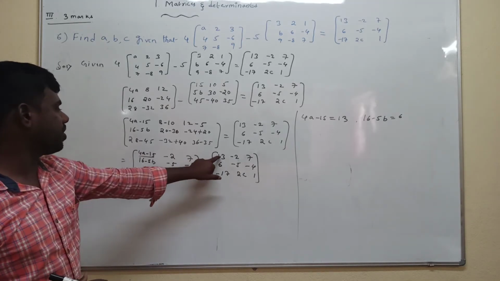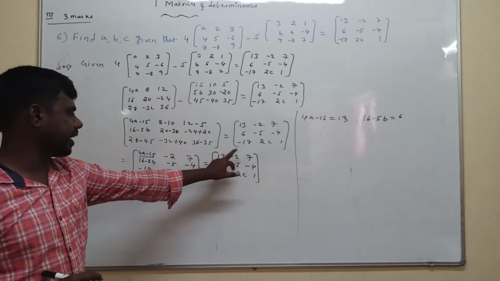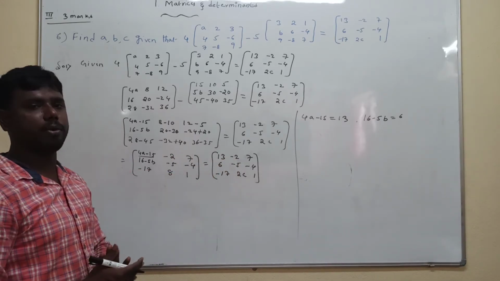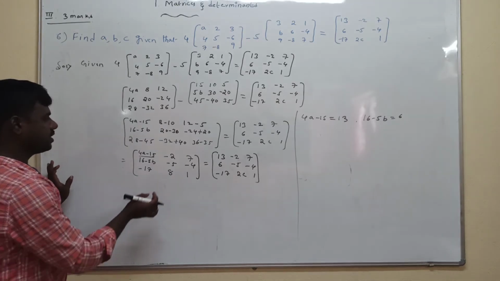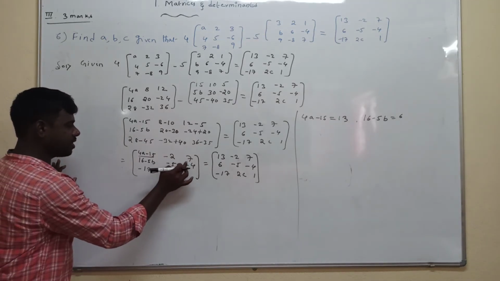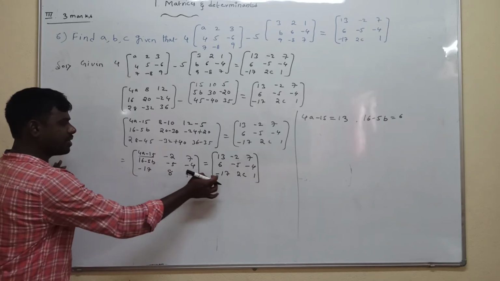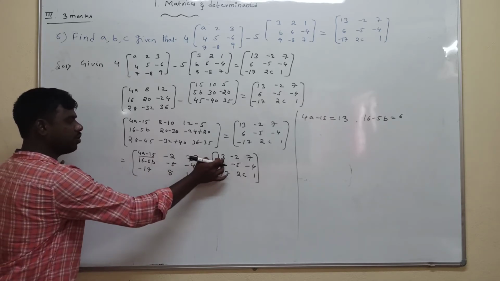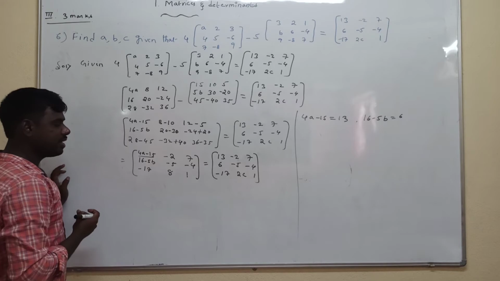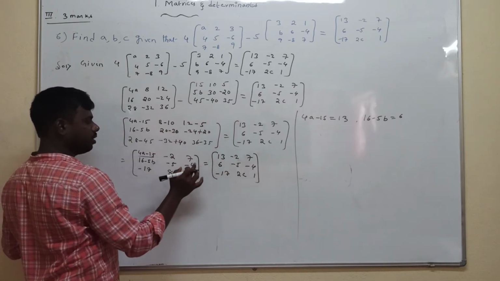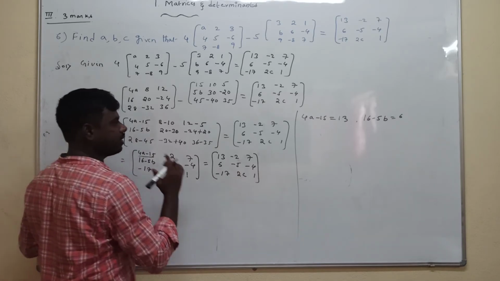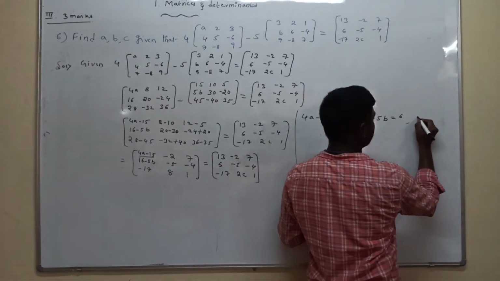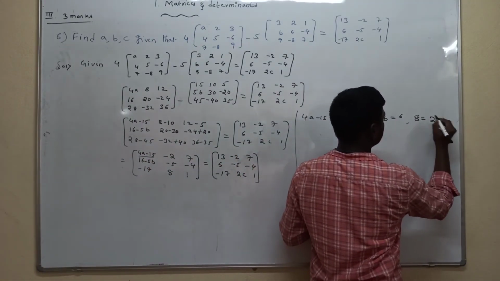First element is equal to first element, second element is equal to second element, third element is equal to third element. We can do this because all elements are equal. This element is equal to this element, this one, this one, all elements are equal. Since we can understand the a value, this one is equal to 6. Next one is 2c is equal to 8, or 8 is equal to 2c.